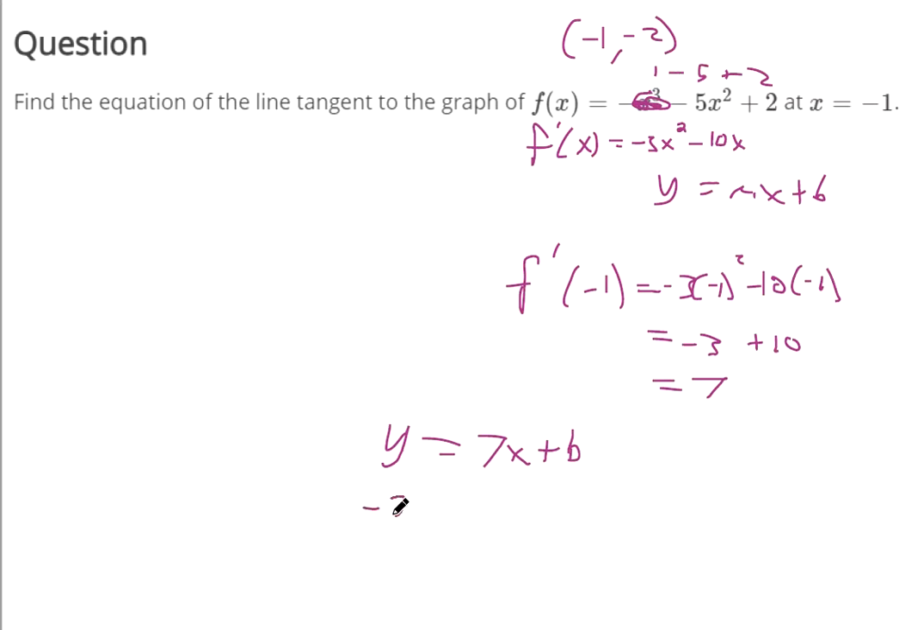So we can plug in -2 for y and -1 for x, and then solve for b. Add 7 to both sides, so we get a y-intercept of 5. So this here is 5. So we get y equals, our slope is 7x, and our y-intercept is 5.